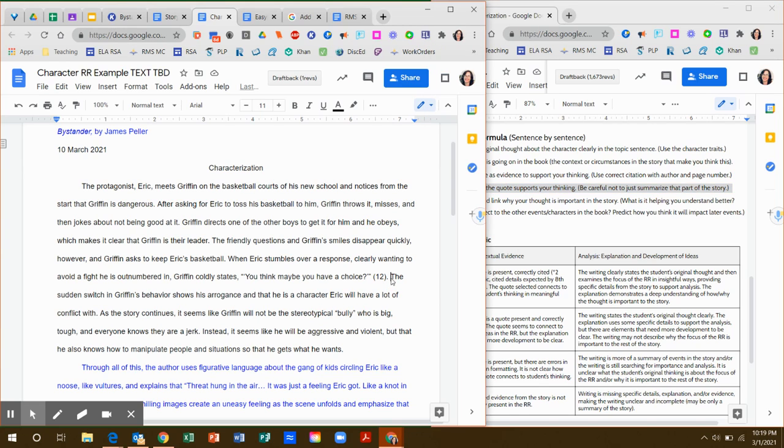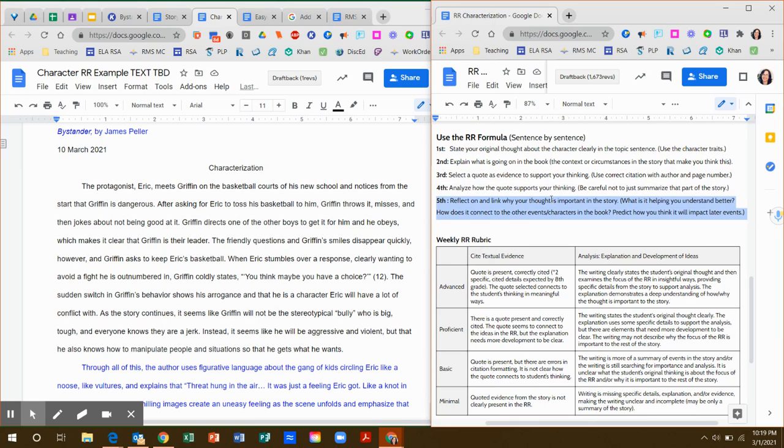And so my next sentences do that, where I say the sudden switch in Griffin's behavior shows his arrogance and that he is a character Eric will have a lot of conflict with. So I'm trying to tell you why it's important to notice this right now. I think there's some foreshadowing in here that Griffin is going to be a definite antagonist for Eric. As the story continues then, so I'm trying to connect it back to why my thinking is important overall in the story.